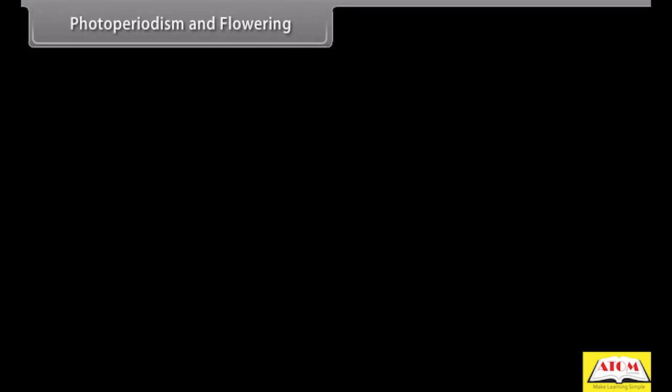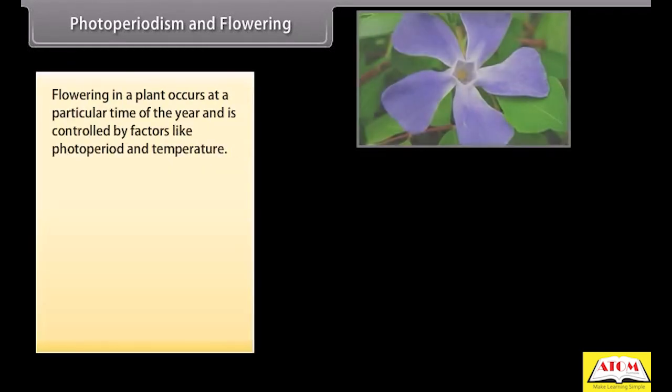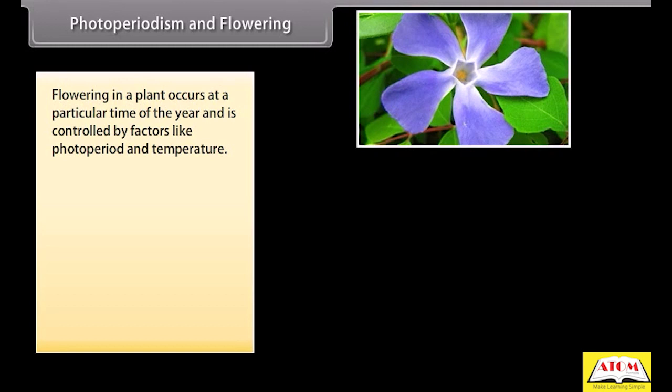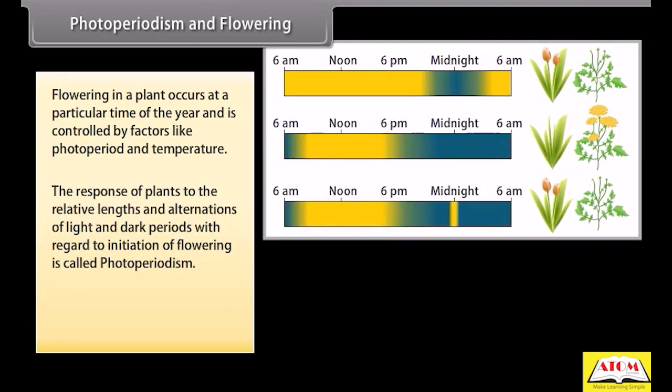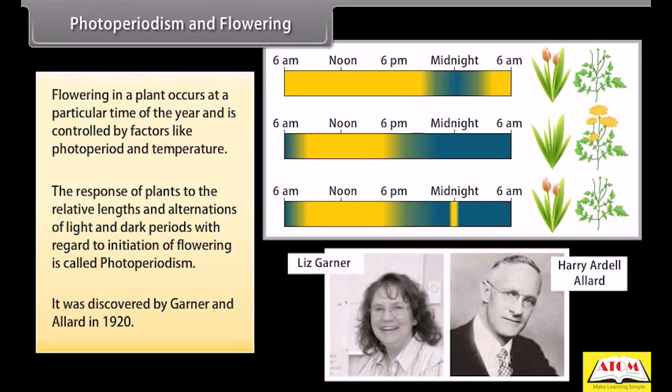Photoperiodism and flowering. Flowering in a plant occurs at a particular time of the year and is controlled by factors like photoperiod and temperature. The response of plants to the relative lengths and alternations of light and dark periods with regard to initiation of flowering is called photoperiodism. It was discovered by Garner and Allard in 1920.